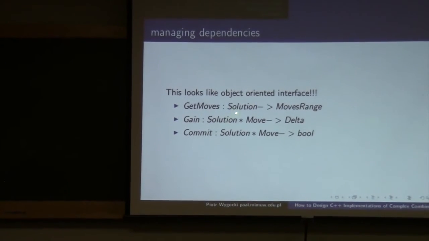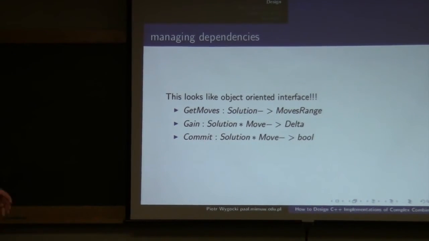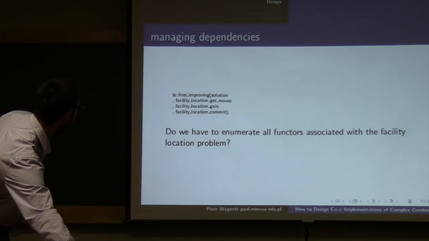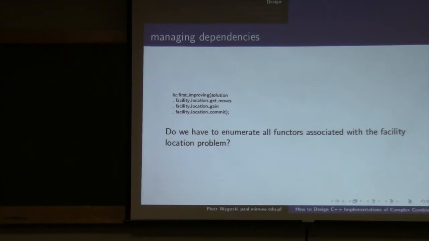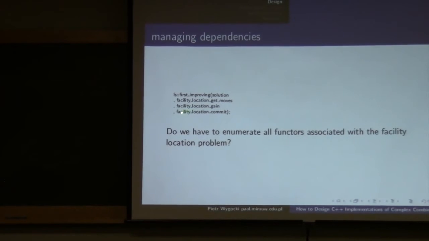And if you look at this interface, this even looks like an object-oriented interface. This looks like a C-style object-oriented interface. And also, when you just wrote facility location, and this is the end user, he just wants to run local search on facility location. So he just doesn't want to provide all of these functors. He just wants to say, just give me all of this facility location stuff, and that's all. So this is an argument that maybe we should somehow group these together.